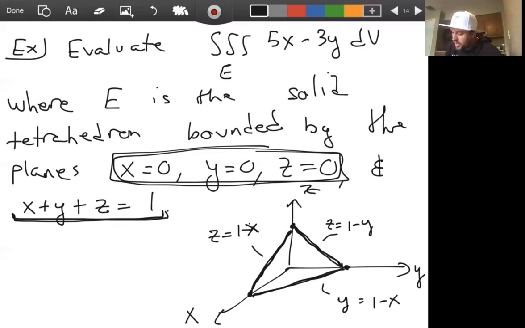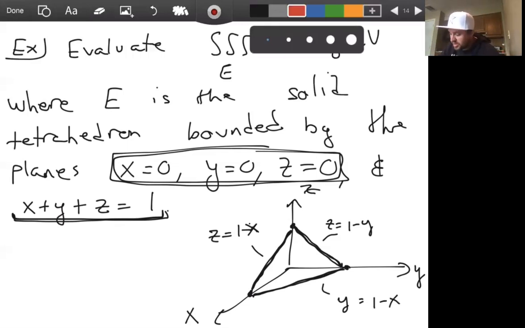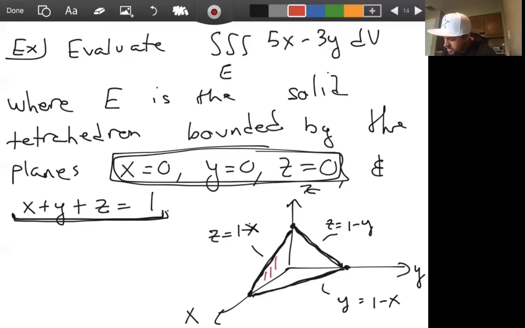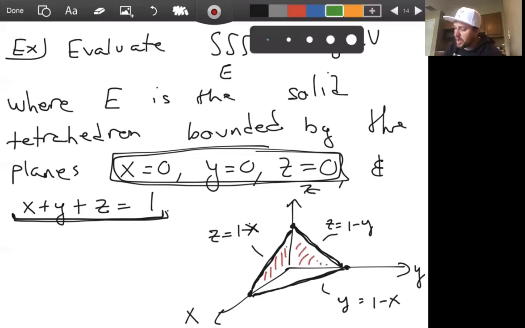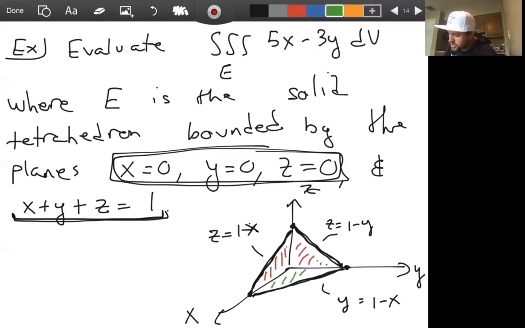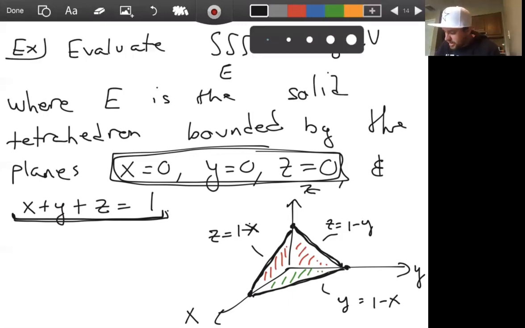And so this is our solid tetrahedron, where you can see from this angle, the backs are these right triangles here, and then the bottom is this right triangle in the xy plane, and then the side that's facing us is bounded by these triangles here.